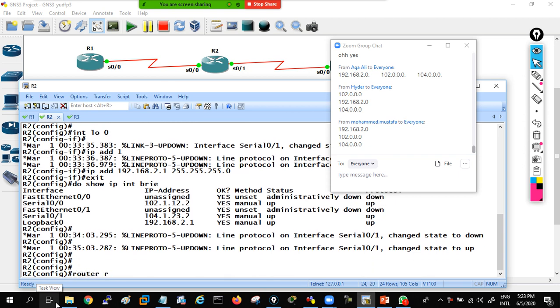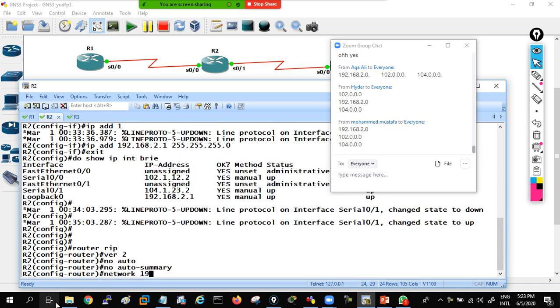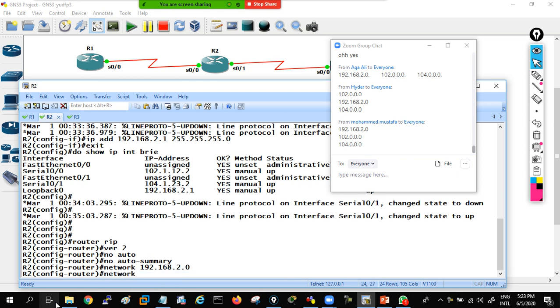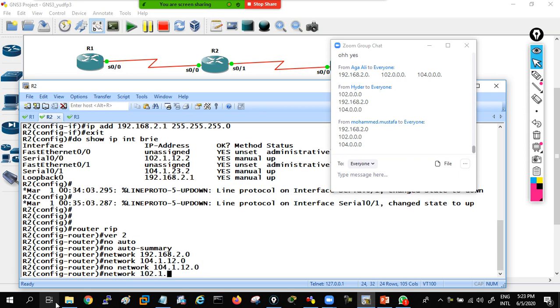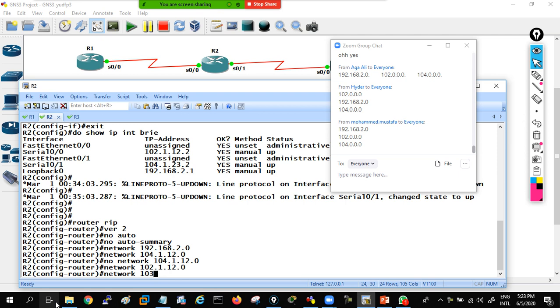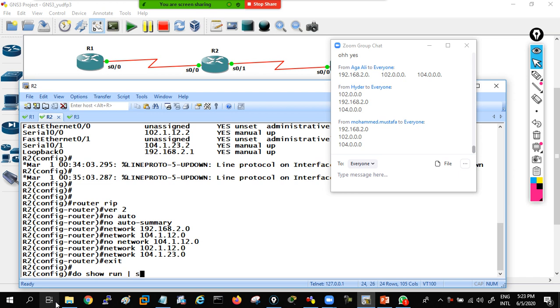Router RIP, version 2, no auto summary, network 192.168.2.0, network 104.1.12.0. Oh, sorry. Whenever you make a mistake, guys, type like this. That's it. Again, network 102.1.12.0, network 104.1.23.0. There you go. Then type do show run, pipe symbol, section rip. Whenever you type section rip, it will show wherever the RIP configuration is there.